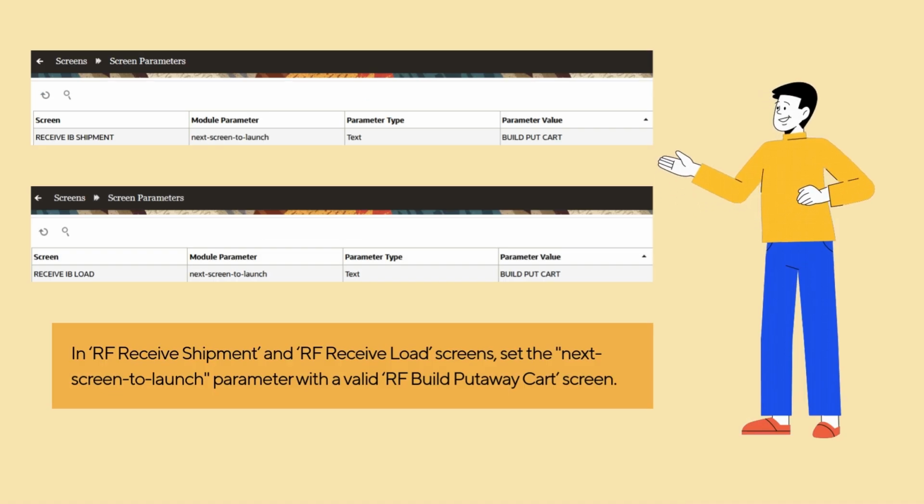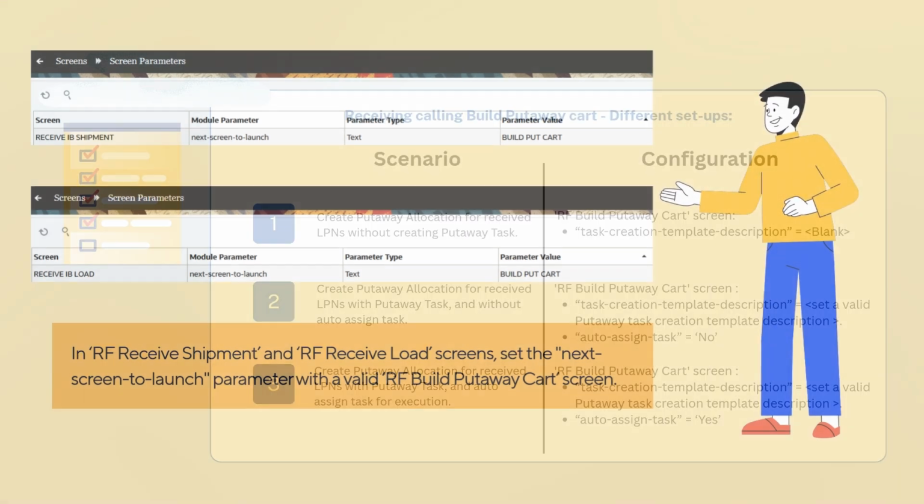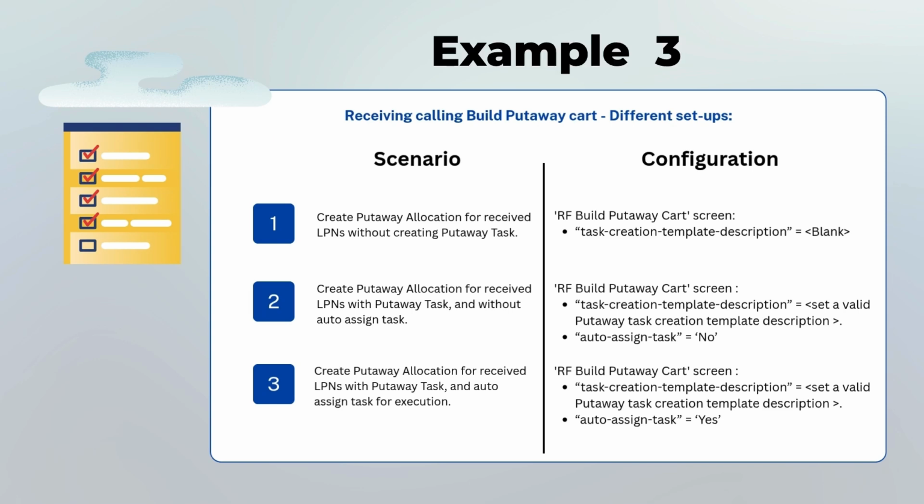Before proceeding with this example, ensure that the next screen to launch parameter is properly configured on the RF Receive Shipment and RF Receive Load screens. Set it to a valid RF Build Putaway Cart screen. Here is another example where you can use 3 different configurations to cover the following scenarios. You can create putaway allocation for received LPNs without creating a putaway task. Create putaway allocation with a putaway task but without auto-assigning it. Or create putaway allocation with a putaway task and auto-assign the task for execution.